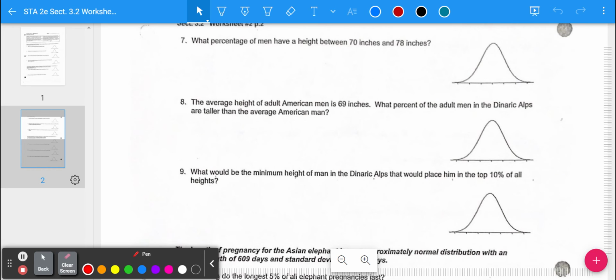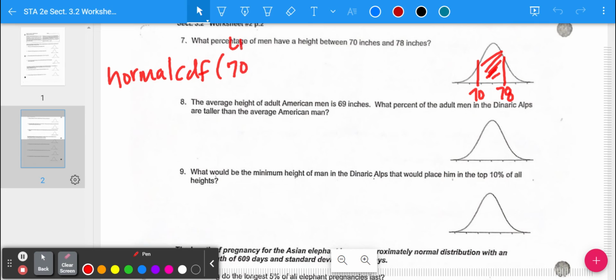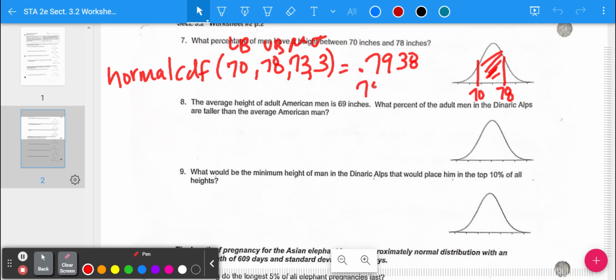For number 7, what percentage of men have a height between 70 and 78 inches? So between these two values, 70 and 78, I would run my normal CDF. My lower bound will be 70. My upper bound will be 78. My mean is 73. My standard deviation is 3. Make sure you label all these parts. When you do this, you can find that your percentage will be 0.7938, or if you want to make it a percentage again, 79.38%.